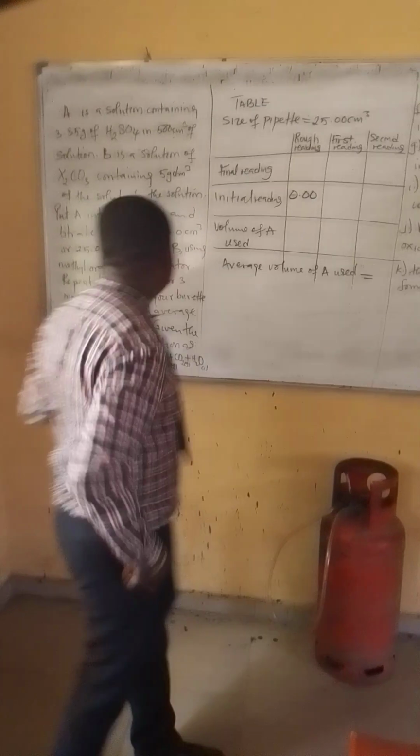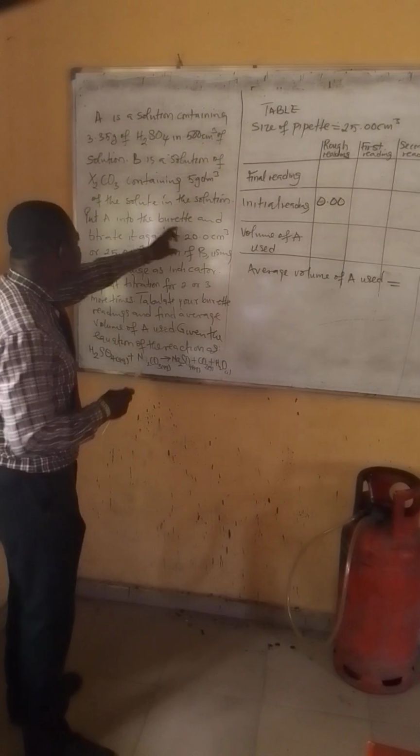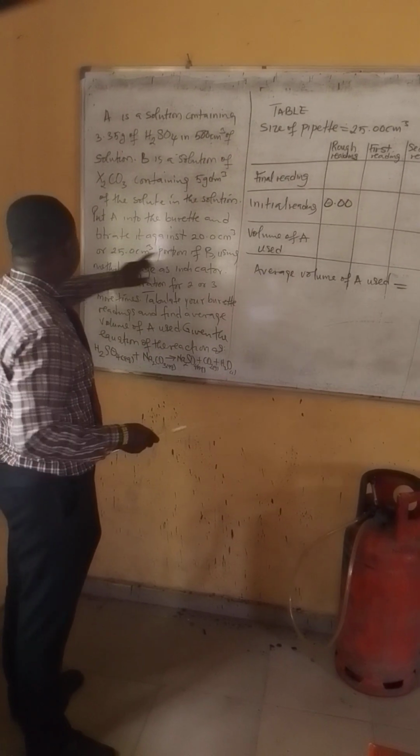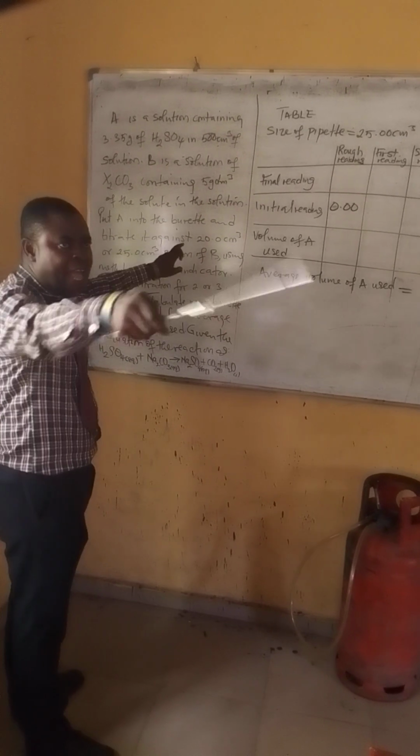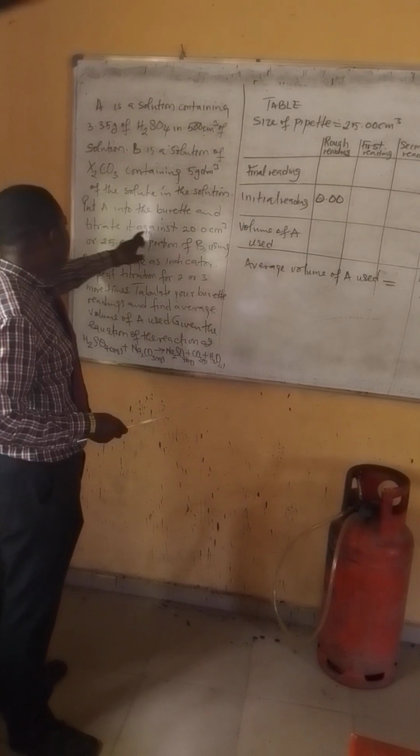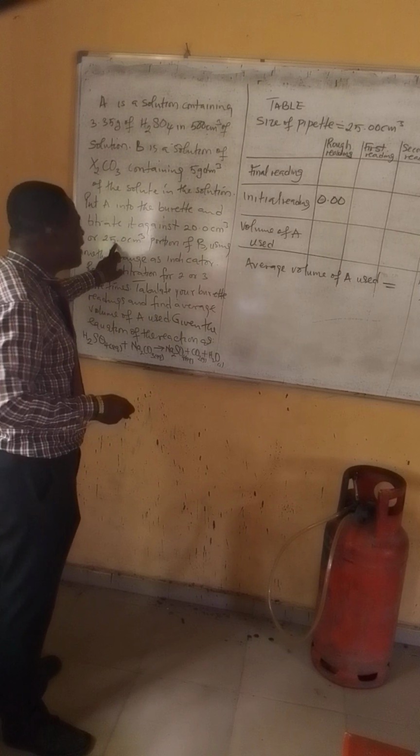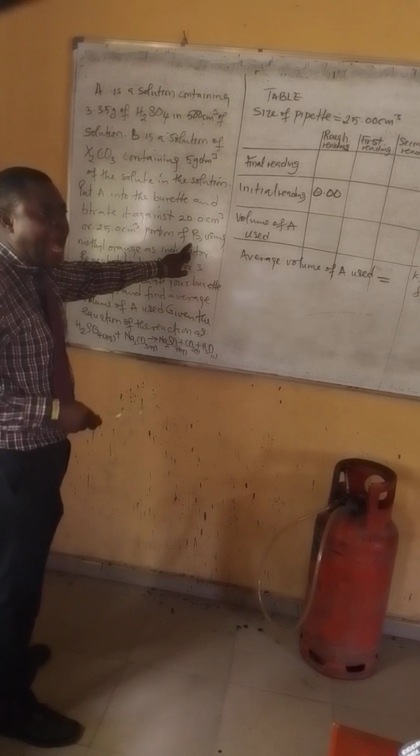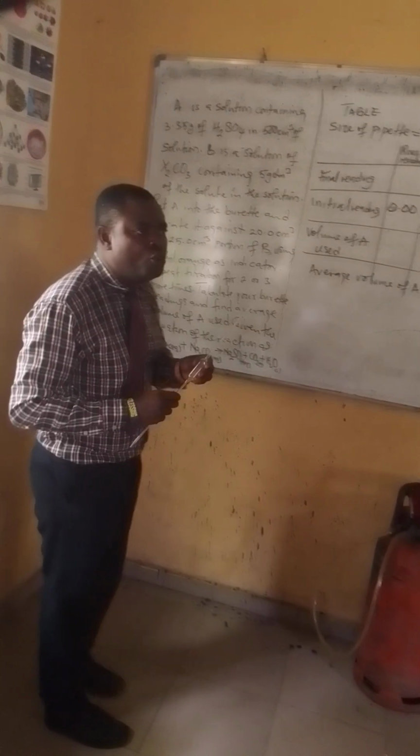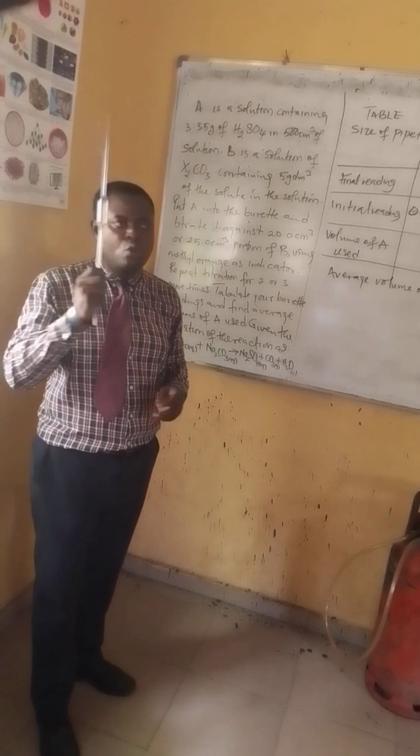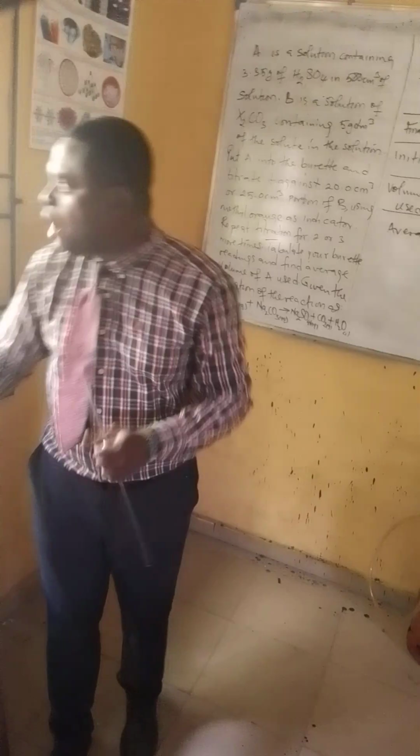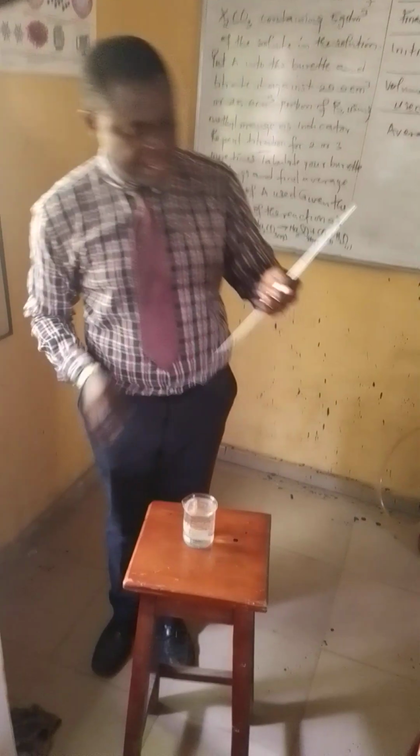The next thing, after putting A into the burette, which we have done now, is to titrate this A we have in the burette against a 25 cm3 portion of B. How do we collect 25 cm3? We will use our pipette, whose size is 25 cm3, to take our B. Now we have it there.